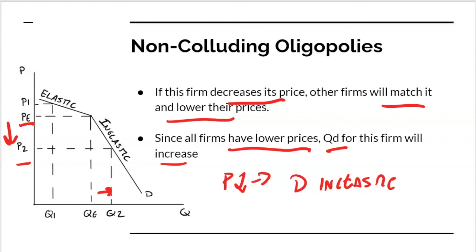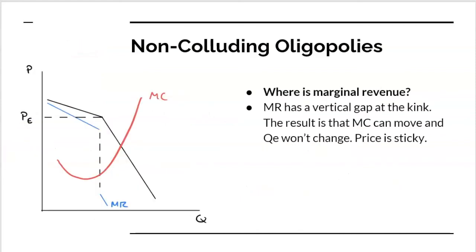So with non-colluding oligopolies, this is what I mean by the kinked demand curve. You see our demand go here, and then all of a sudden it's a different slope. And so this point right here represents the kink, where our demand curve goes from being elastic to inelastic. And so our marginal revenue has a vertical gap, right here at the kink.